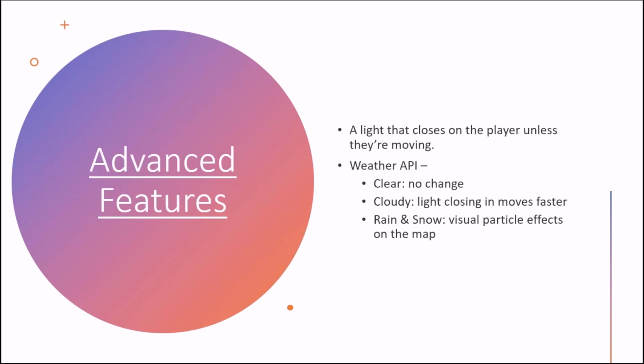So for the advanced features of this game, there's a light that surrounds the player that begins to close in unless they're moving. So if a player needs to stand still for a certain thing, or they're waiting to be able to travel to somewhere, then this light will begin to close in on them. It kind of tries to get them to keep moving as much as possible. Otherwise, this will make it harder on them to complete, and they'll be able to see less of the map. And then a weather API, which I'm going to be describing in the next slide.